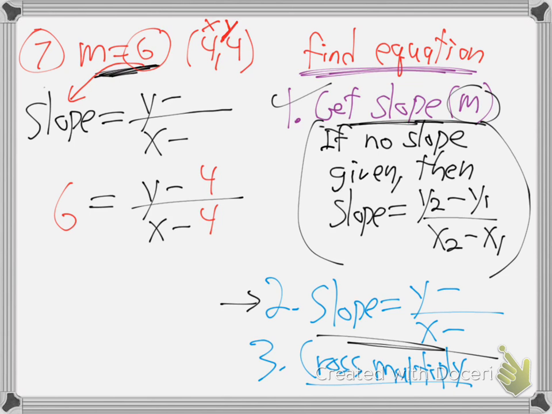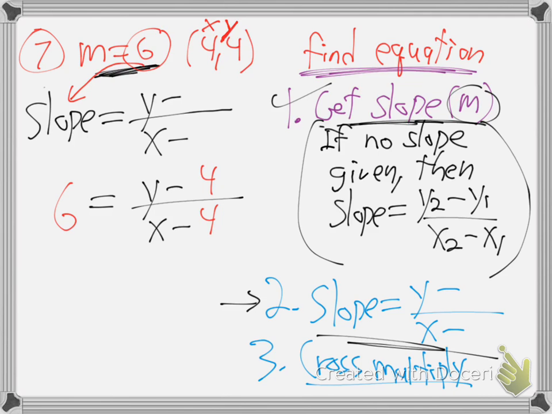So you put the slope over here. Slope equals. So it's just like the way we normally use the slope formula, except I don't put in all 4 numbers. I just put plain y and plain x in the front, and put the 2 numbers, the x and the y, in the back. So that's step 2. Slope equals y minus blank over x minus blank.